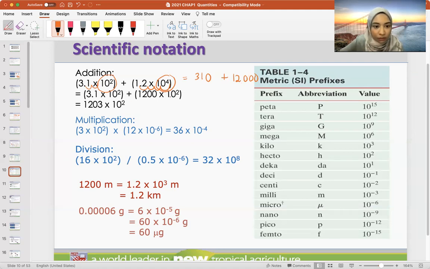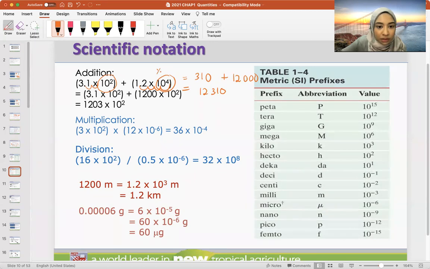So I'm expanding the scientific notation so that I can add them together. But if you want to keep them in scientific notation, let me finish this one first. So 12,000 plus 310 is 12,310.